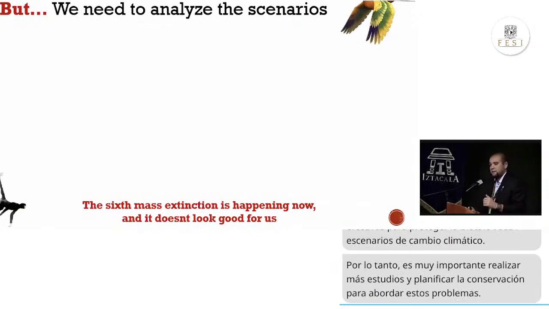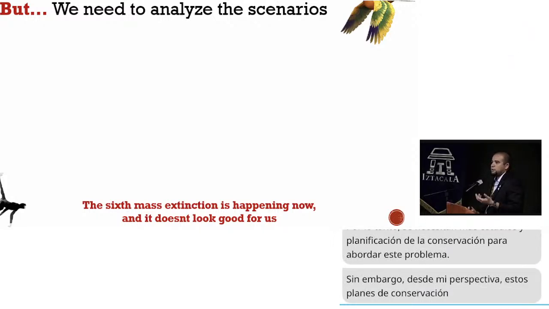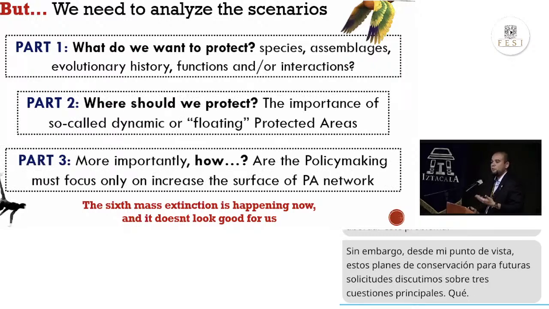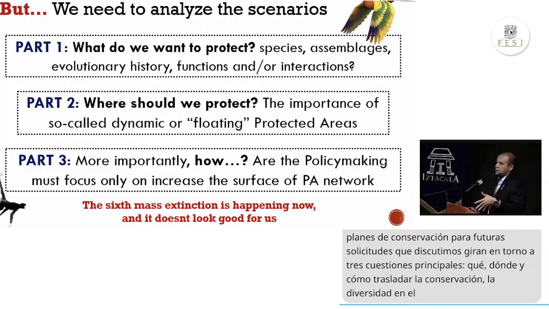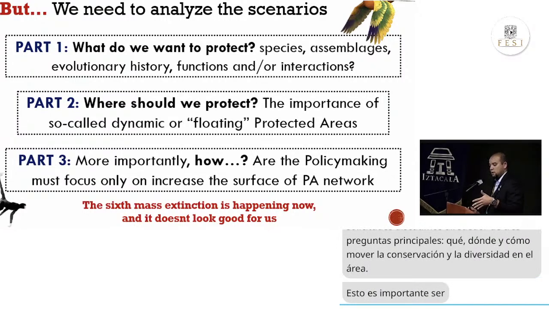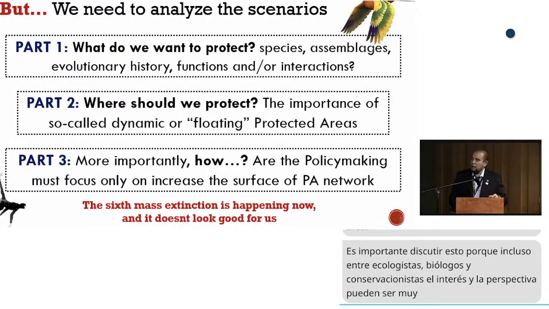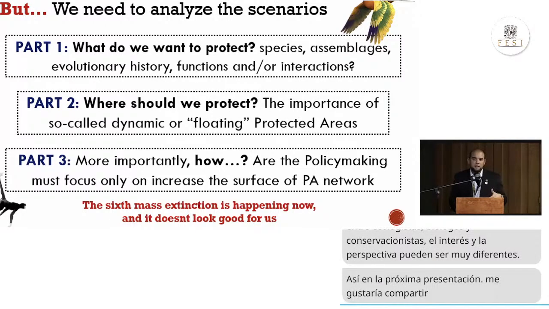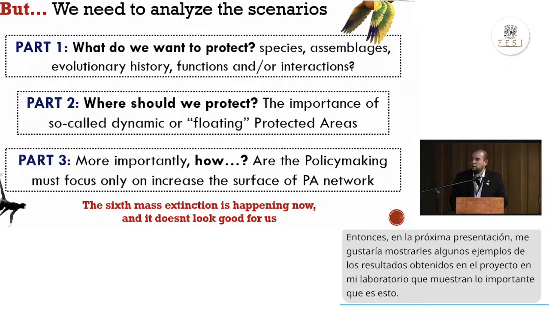However, from my perspective, this conservation planning for the future requires that we discuss 3 main questions. That is, what, where, and how to promote the conservation of the biodiversity in the area. This is important to be discussed because even between ecologists, biologists, and conservationists, the interest and perspective could be very different. So in this presentation, I would like to show you some examples from results obtained in the project in my lab that showed how important it is to discuss these questions in the plan for the future.